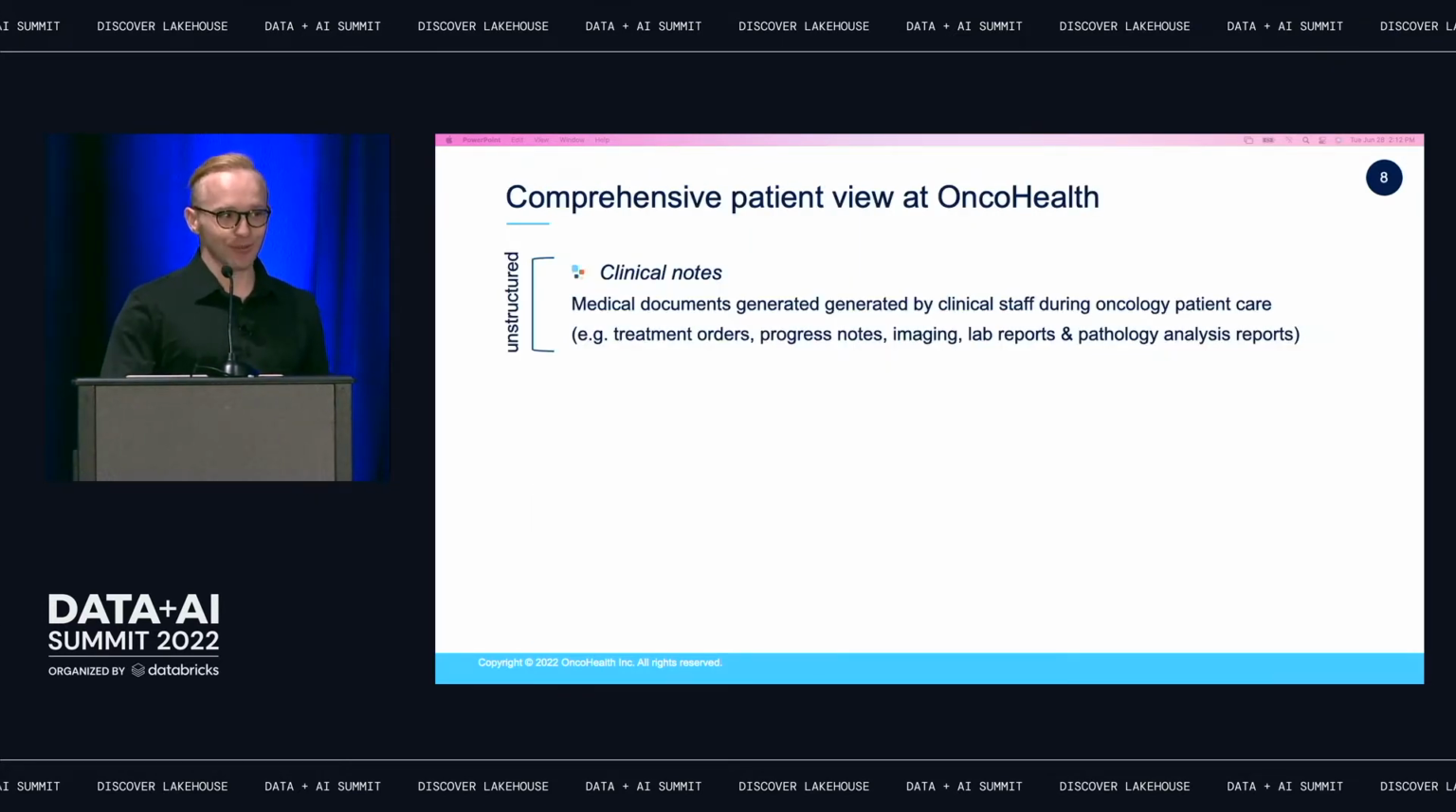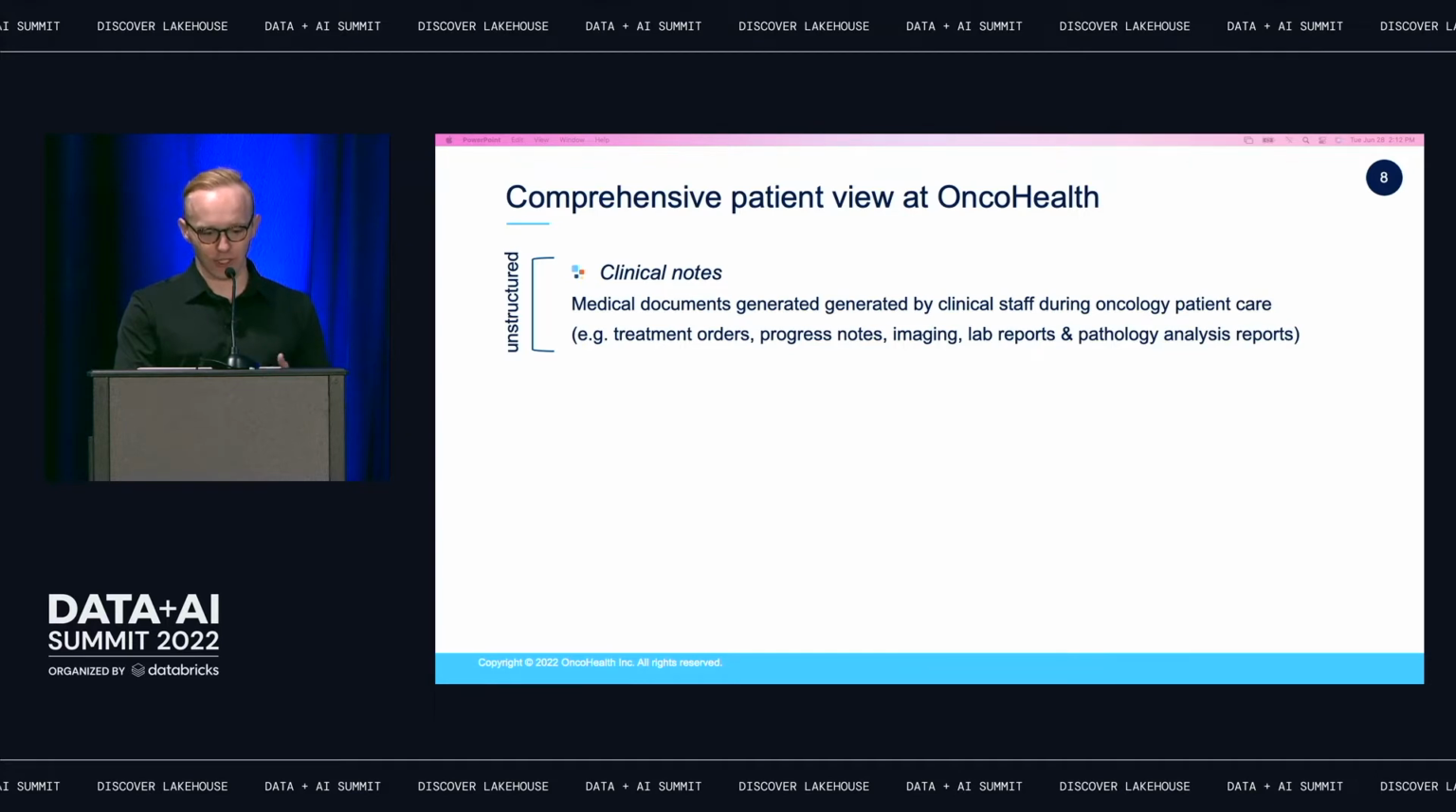As I just mentioned, we have a tremendous number of these clinical notes that are coming in for each patient that have the complete information required, including the emerging clinical considerations that are required for complex cancer treatment. And this can include treatment orders, progress notes, imaging reports such as X-rays, MRIs, actual scans of those, as well as documentation of other physicians that are reviewing them, lab reports, and pathology analyses.